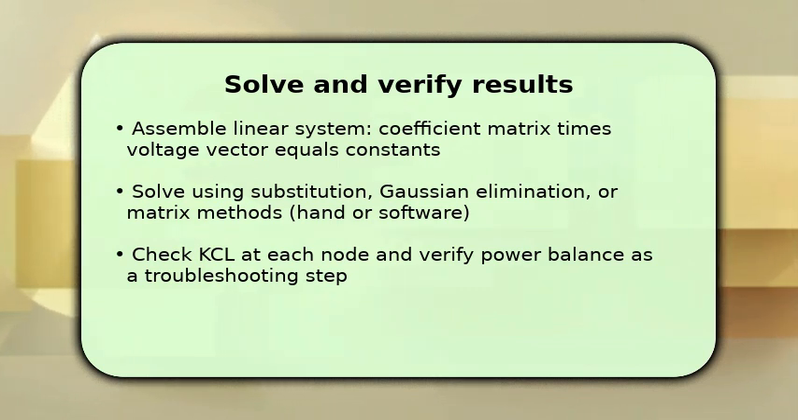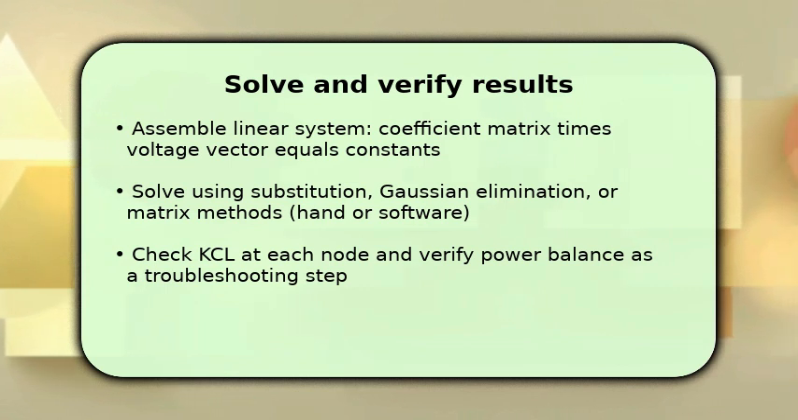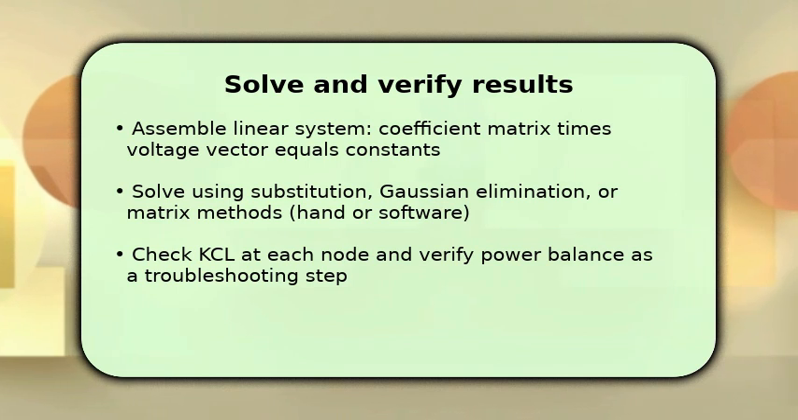If numbers mismatch, recheck sign conventions, missing conductances, or supernode constraints. Often a single wrong sign or omitted current term causes the error, so isolate that equation and retest it.